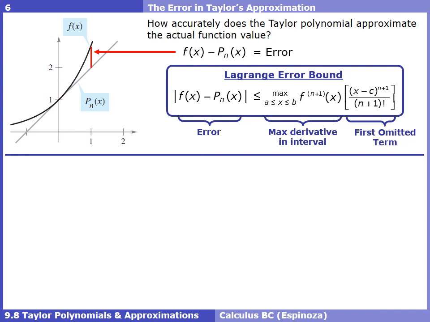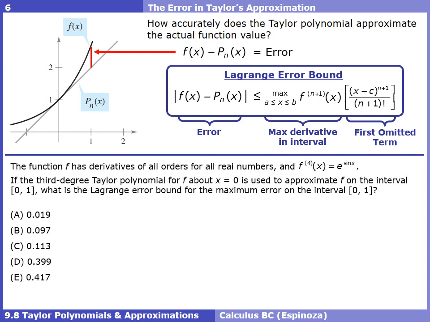Okay, so hopefully that made a little bit of sense, but ultimately, let's see if we can make sense of this using an example here. So here we have a function f, and we know the 4th derivative of the function. We don't know what the function is, but we know that the 4th derivative is given by this. If we use a 3rd degree Taylor polynomial about x equals 0, so keep in mind that's a Maclaurin polynomial, and if we use that to approximate f from 0 to 1, that would be our window, what is the Lagrange error bound for the maximum error from 0 to 1?